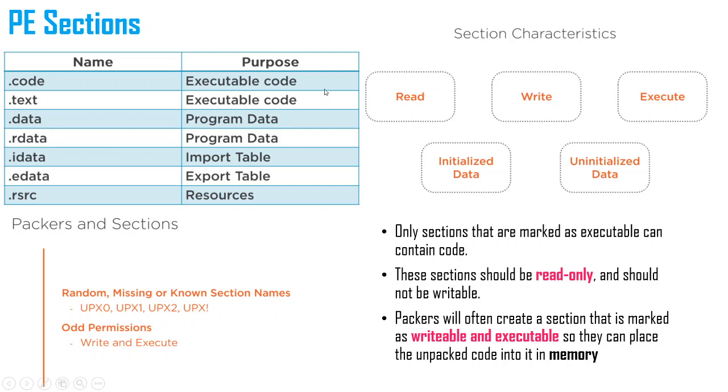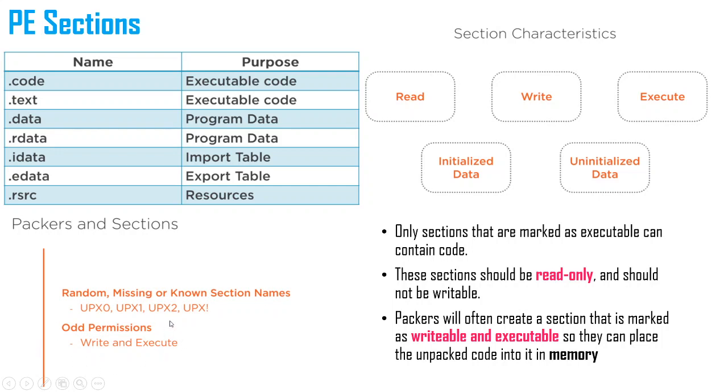If it is a legitimate file, a genuine file, then that .code and .text should be marked as readable only. It should not be writable and executable. If it is writable and executable, then it may be a malicious file. The next thing in the PE section is the packers and sections. This will tell you what kind of packers the malicious authors have used for packing this particular malicious file. And also it will give the permissions.